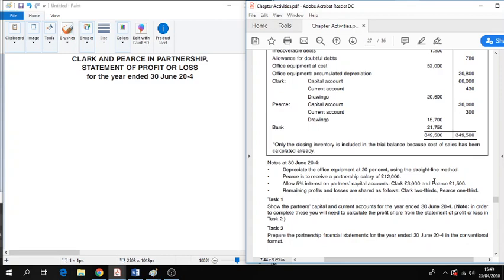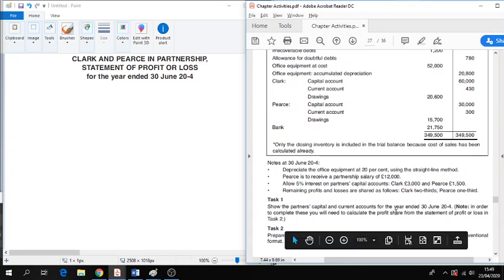The current accounts, if you remember what comes into current accounts, okay, you can only put together a current account once you've drafted the income statement and you know what the profit is and you know what comes through appropriation. Okay, so before you start this question, my advice would be do this in order, and that's what they've mentioned here. Okay, in order to complete these, you will need to calculate the profit share from the statement of profit and loss in task 2.